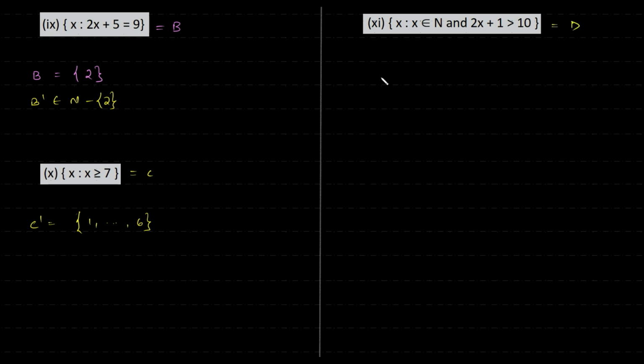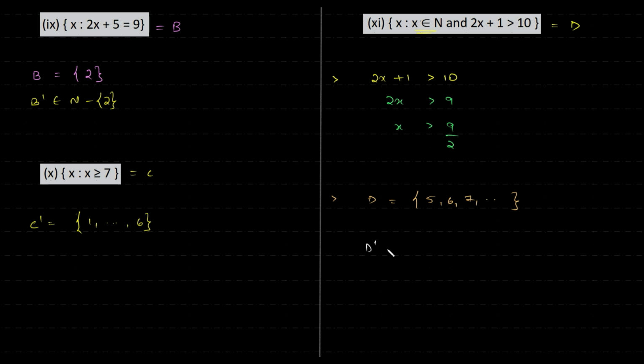So this is D. I need to solve D first. It's made up of natural numbers, true, and 2x plus 1 is greater than 10. Let me solve that. So 2x plus 1 greater than 10. We're going to subtract and then we're going to divide. So basically x is greater than 4.5, that is 5, 6, 7, 8. Those are your D. Right? So D is nothing but 5, 6, 7 and so on. Does it make sense?